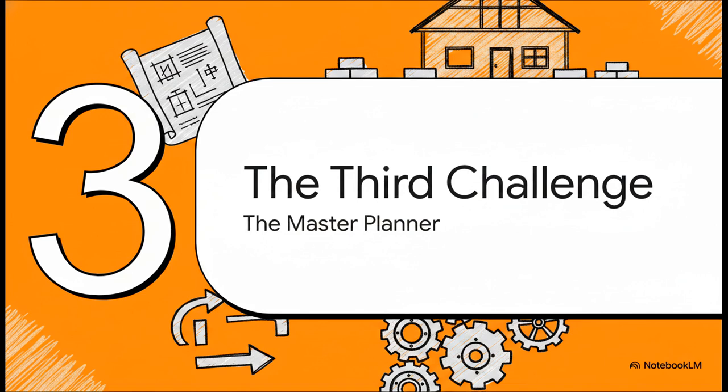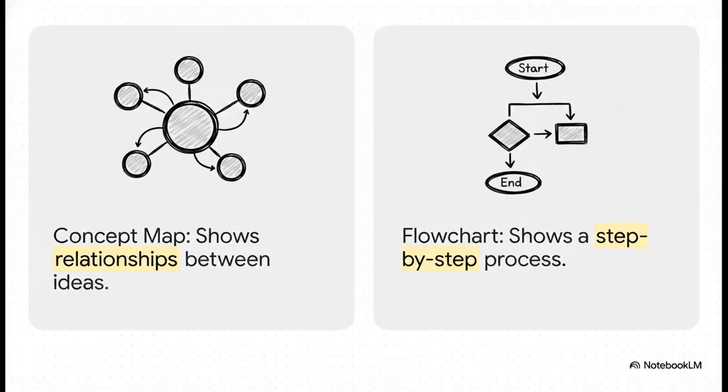Okay, on to our third challenge. And this one is absolutely crucial. Before you write a single line of code, every great programmer starts with a plan. It's that simple. Now here we're comparing 2 planning tools. You've got a concept map which shows how different ideas are related, and then you have a flowchart which is all about a step-by-step process. So these are 2 totally different ways of thinking, right? One is about connections, the other is all about sequence.